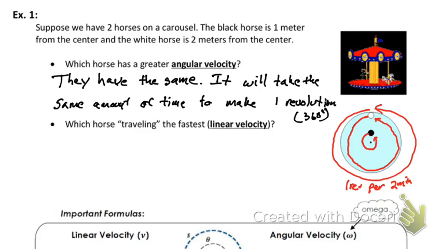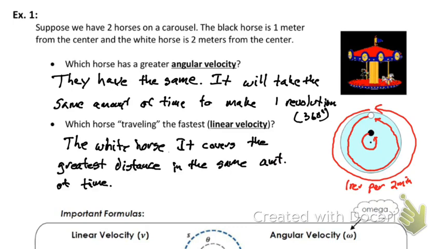So the white horse, in linear velocity, is moving faster than the black horse. They're rotating at the same speed. They still take 1 revolution per 2 minutes, but the white horse is going to have to, linear velocity-wise, move at a much quicker pace to cover up that extra ground. So it's going to be the white one that is moving the fastest. The white horse.